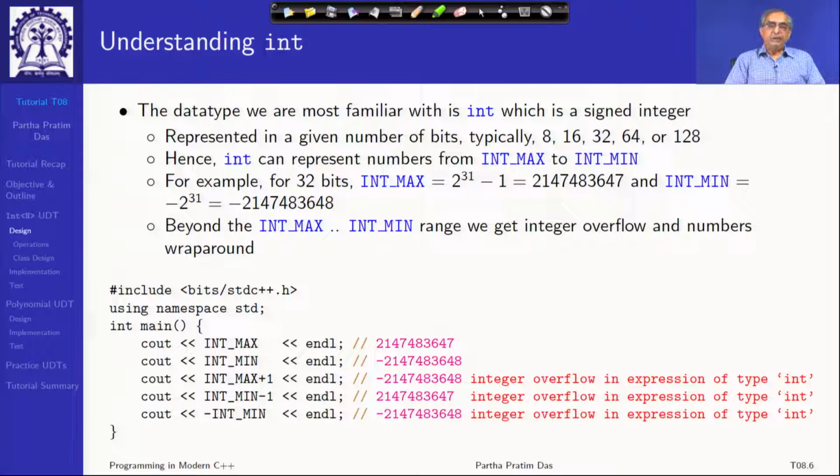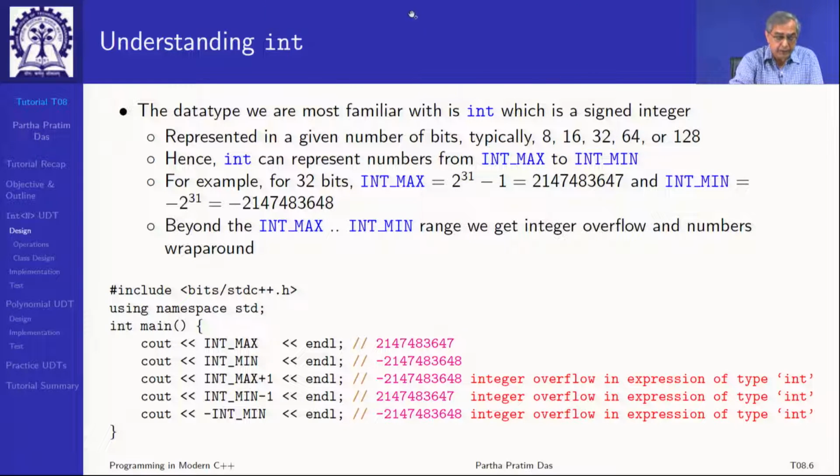So, we are familiar with int as a signed integer. We know that it is represented in a given number of bits, typically 8 bit, 16 bit, 32 bit, 64 bit or even 128 bits. In our desktops and servers, we mostly work with 32 and 64 bit, but 8 and 16 bits are also popular in different embedded systems. 128 bit is used in very high end applications, which need really large integer numbers.